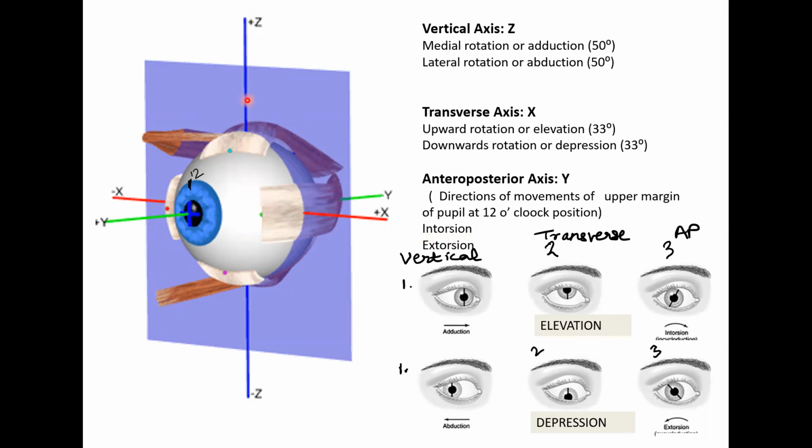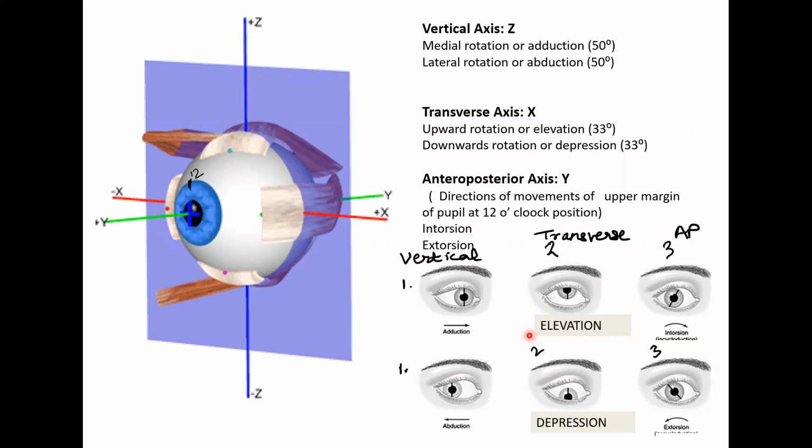Now, along the vertical axis, the eyeball can move either medially or laterally. The medial movement is named the medial rotation or adduction, and lateral movement is the lateral rotation or abduction, as shown in the first set of eyes. While along the transverse axis, the eyeball can move either upward or downward. Upward movement is the elevation, and downward rotation is termed the depression, as shown by the second set of eyes, the elevation and depression.